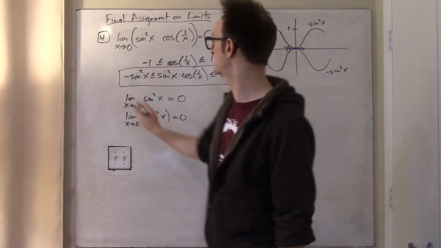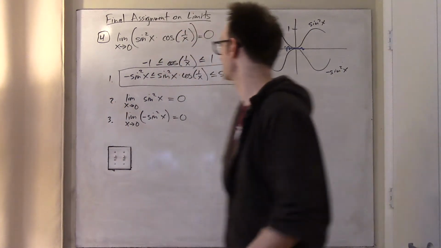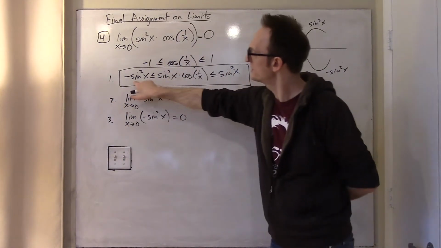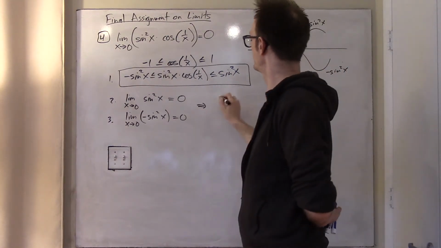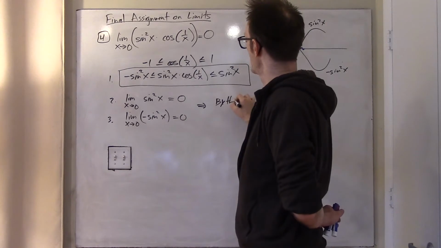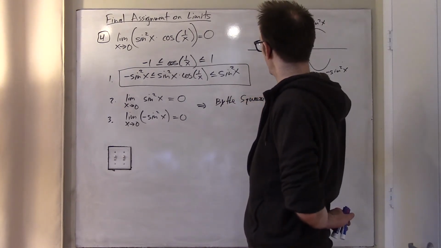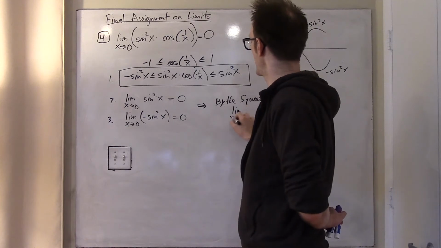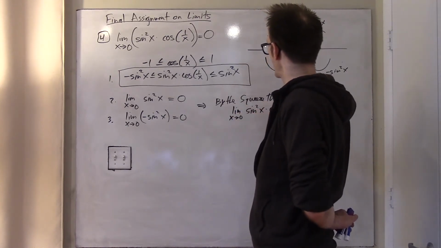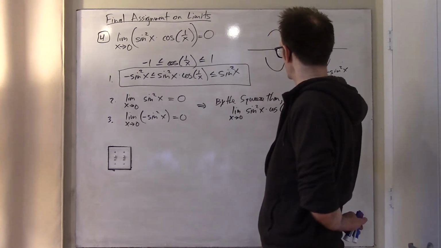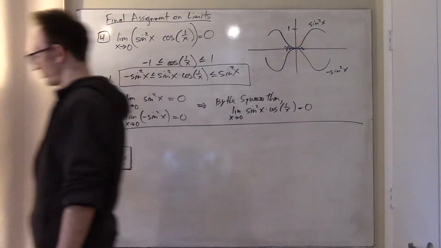And so these 3 facts together, that the function I care about is between these 2, and these 2 are both doing the same thing. My conclusion is, by the squeeze theorem, the limit as x approaches 0 of sine squared x cosine 1 over x equals 0 also. That's all you have to do. That's what we meant by do a proof.